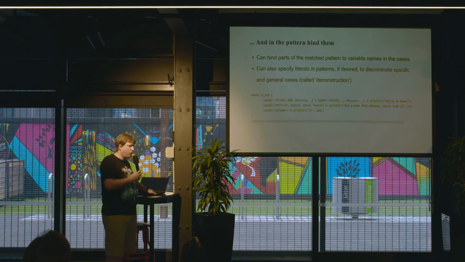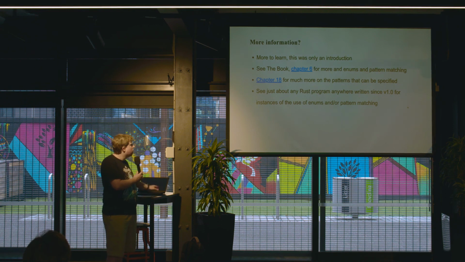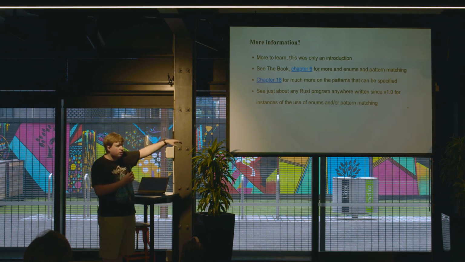Right, any other questions? That's basically what I had to say. This was very much just a quick introduction. So, chapter 6 of the book, at least a year ago, was all about enums and pattern matching, and then chapter 18, obviously not for everyone, was all about different types of pattern matching you can do, and it gets into some much more complicated stuff. If you want to see examples, you can look at pretty much any Rust program since 1.0 to find enums and pattern matching somewhere in there, because basically every single one of them, even the most trivial programs possible, is going to use them somewhere.